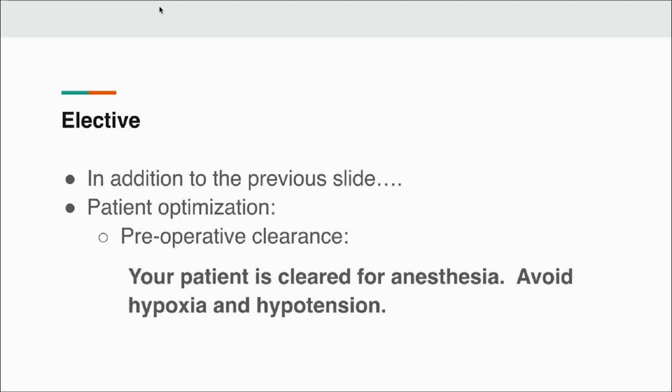Finally, you might come to us with an elective case, and this is when we start talking about really making sure that the patient is optimized. And so you always hear about preoperative clearance, and sometimes this is not so helpful because you'll see a note in the patient's chart saying that the patient is cleared for anesthesia and to avoid hypoxia and hypotension. So obviously we do this for every single patient that we take care of, and so we really need to go a little bit deeper into the patient's medical history to look to see if they're optimized.